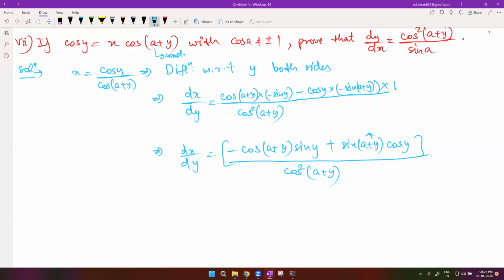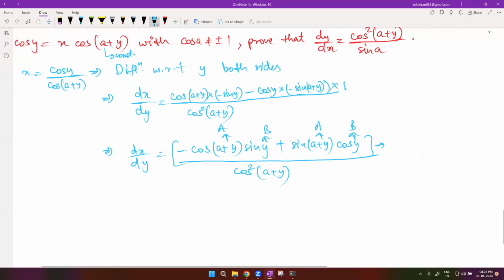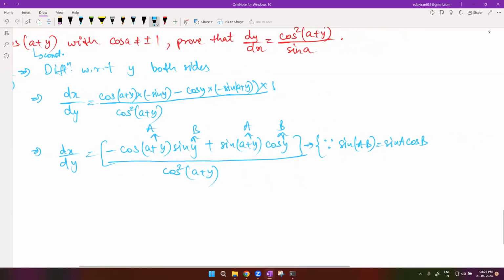So consider this angle as capital A and this angle as capital B. Then this angle would also be capital A, and this angle would also be capital B. Now see, sine A cos B minus cos A sine B. This is a formula. You must have written it in your center page if you ever formed a center page, like I told you. So sine of A minus B was what? Sine A cos B minus cos A sine B.